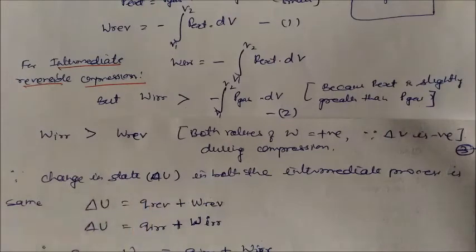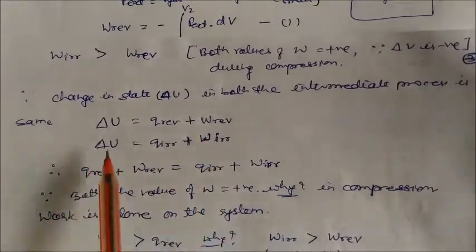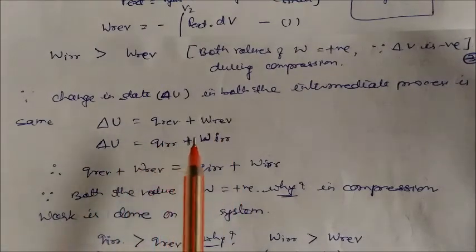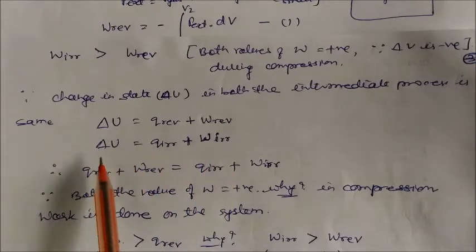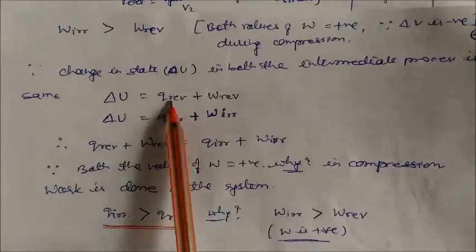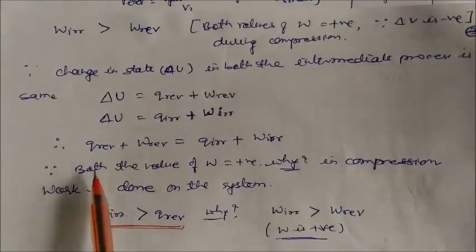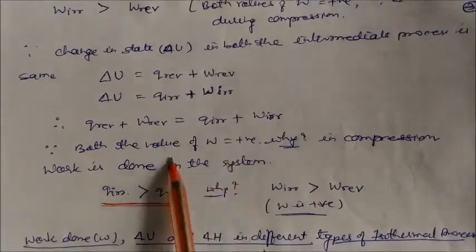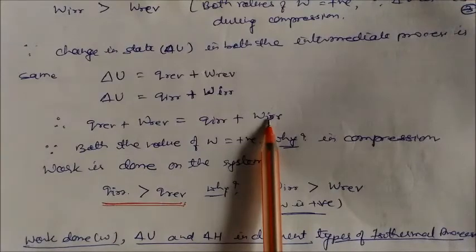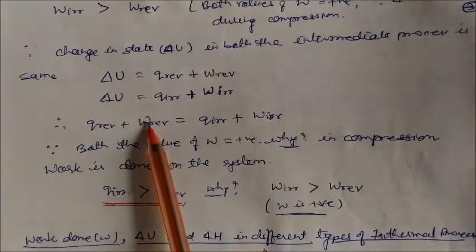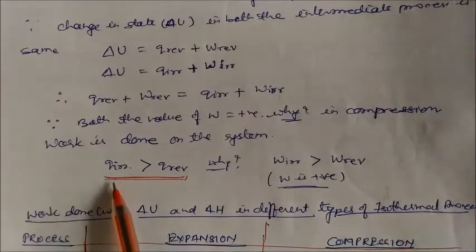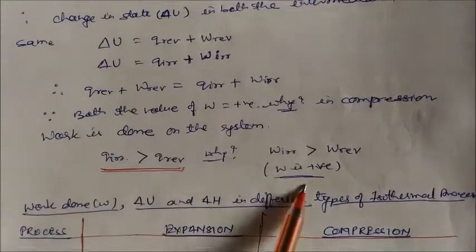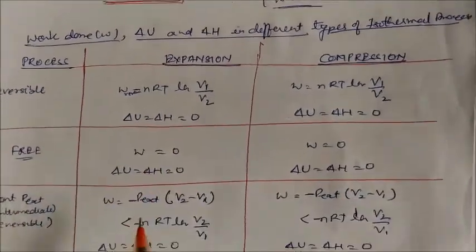Change in state, if you see during the intermediate process, is again the same. So we can write Q reversible plus W reversible, and for irreversible, Q irreversible plus work done in the irreversible process is equal to the internal energy change. So both are the same. Now in both cases, work is positive because during compression, work is done on the system. This is greater, this is lesser. So definitely Q irreversible will be greater than Q reversible. Why? Because this work is greater, this is lesser. So work done is positive.